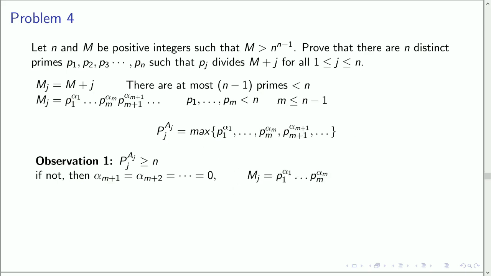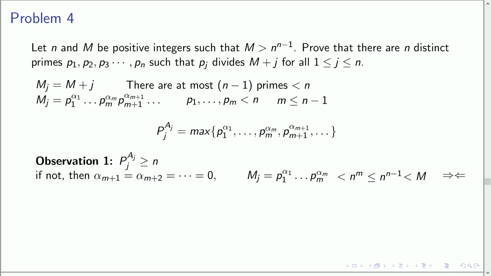So you will have mj equals the product of these m prime powers, and since each of these is less than n, all these prime powers are less than n. Since there are m of those, this product will be less than n to the power m, and m is less than or equal to n minus 1, so this is less than m. So mj will be less than m. This is a contradiction. Okay, so this has to be greater than or equal to n.